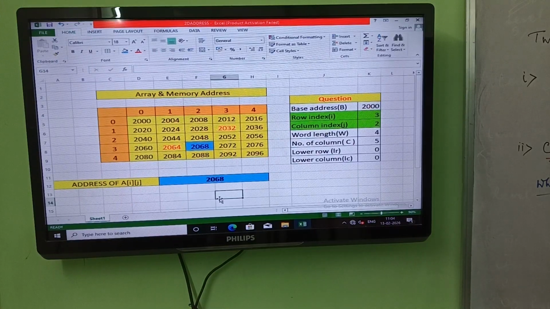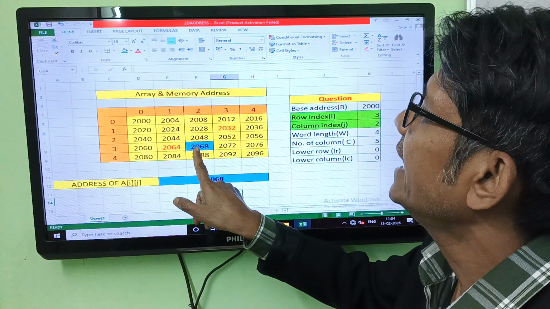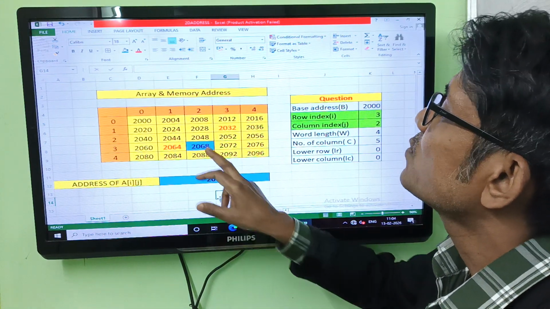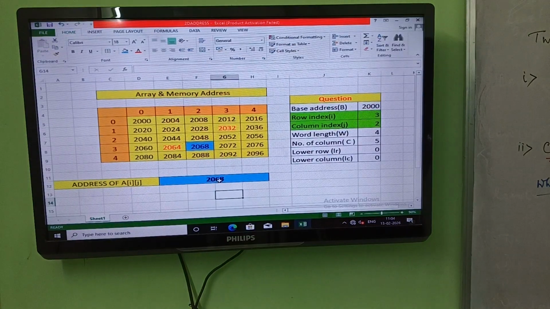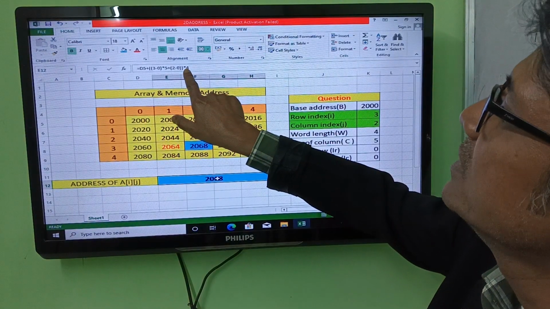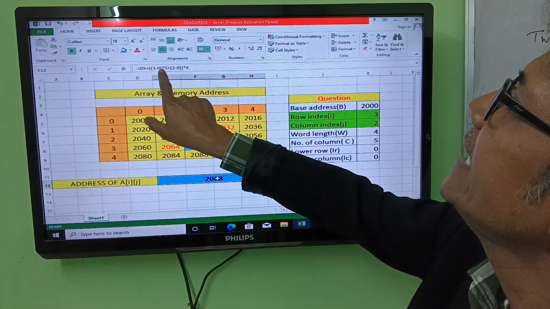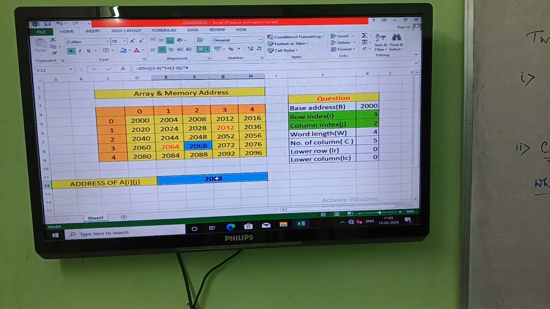Check. 2068. What is this? The 3 2 index. This side is I, this side is J. For 2068, I am highlighting the formula I have written, so you will get the formula. This is 4 bytes, into 4 means word length. Word length 4. Okay, 2 minus 0 and into 5. So this is the answer: whatever value you take, as per that value you get the result.